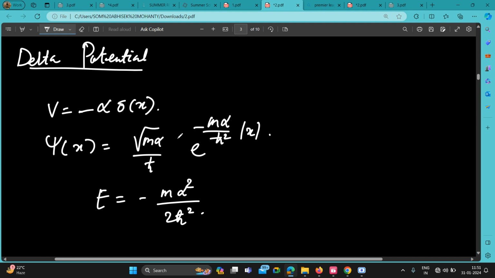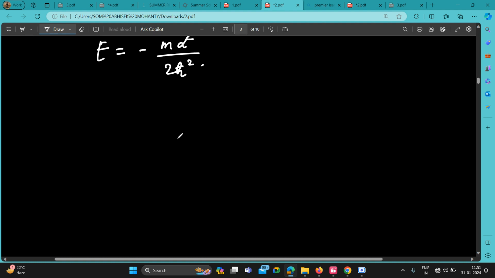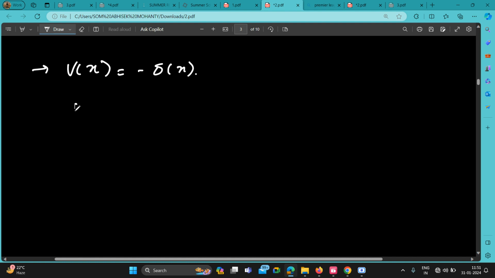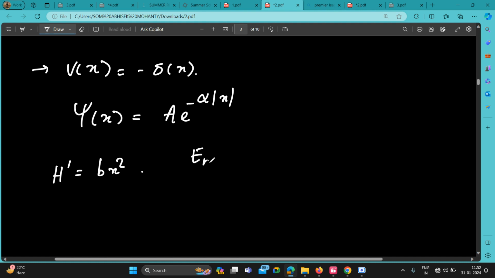So your question will be: your delta potential is given as minus del x. Suppose alpha x is given. Sorry, your wave function is given as A e to the minus alpha mod x, and the perturbation applied is b x square. So what is the first order energy correction for the ground state? Okay, that will be the question.